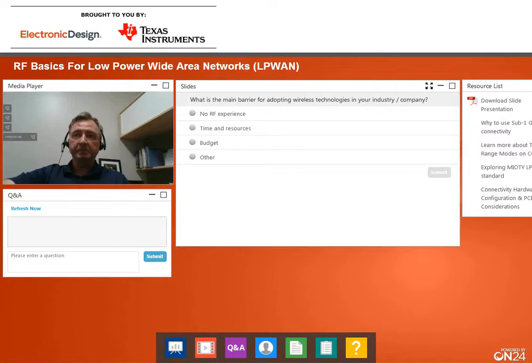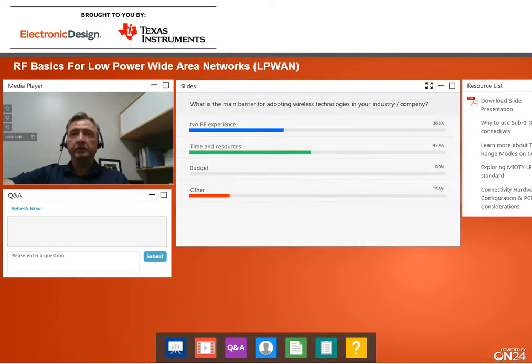And then you can hit the submit button right here, and then we should be able to see live what these polls were. So I'm going to forward this. You see here, we're actually getting a result back very, very quickly, and this is not a surprise to me, that the lack of RF experience and also time and resources are some of the main barriers for entry into wireless technologies. And this is why I'm happy that you guys are all here today, and I will go forward to the main presentation.